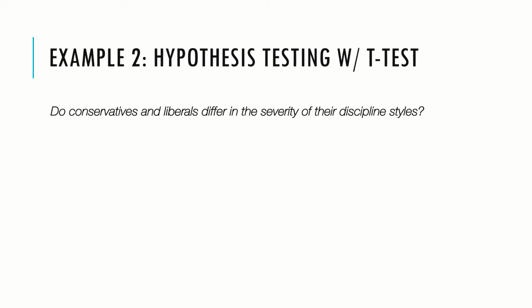And what we can do is create a scale from 0 to 100, or 1 to 100, however we want to do it, where 100 would indicate very severe styles. So we can say every time somebody's done some kind of disciplinary action to their children, that would count as more severe.